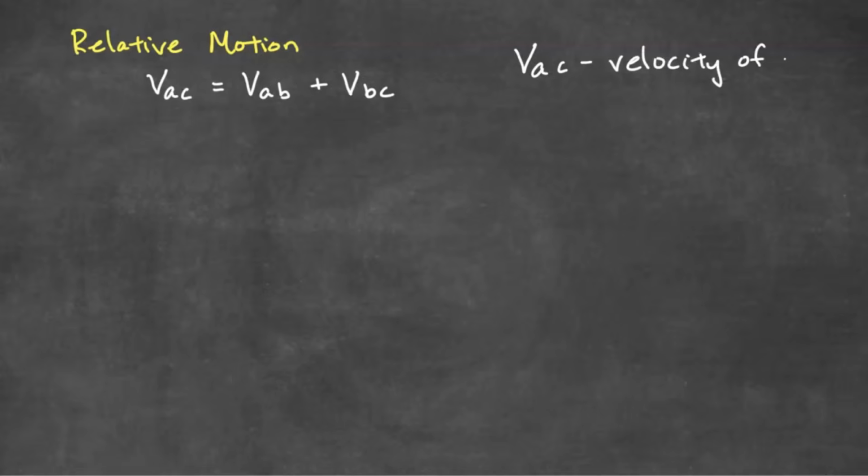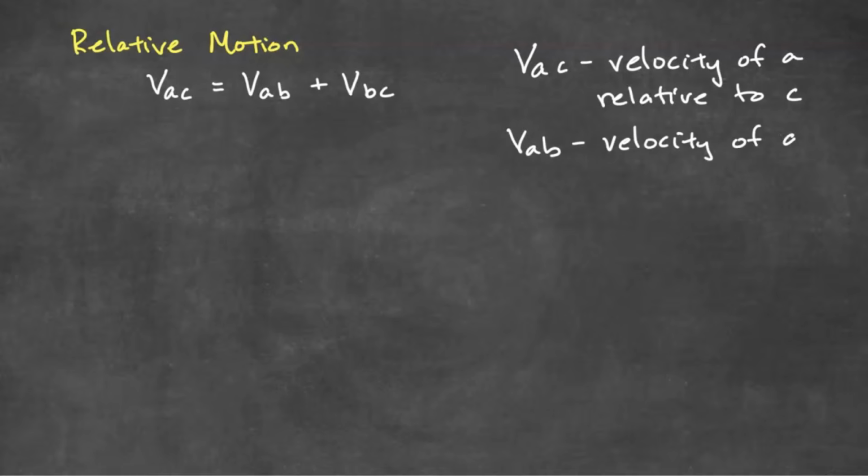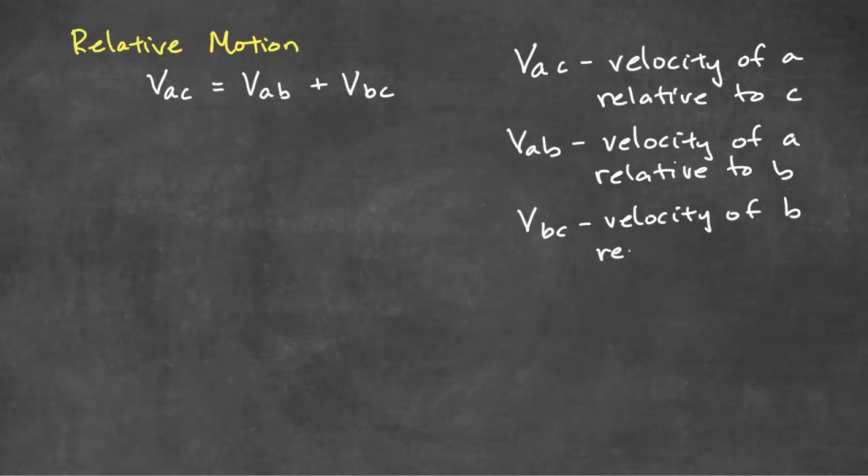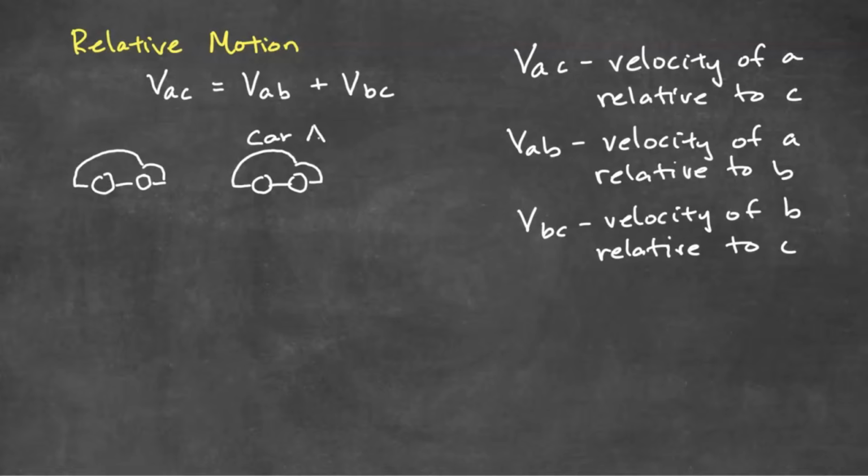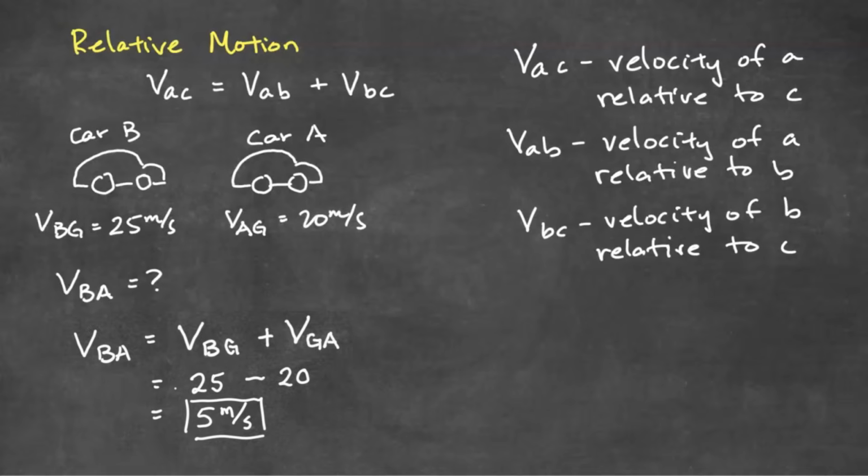VAC stands for velocity of object A relative to object C. VAB is the velocity of object A relative to object B, and VBC is the velocity of object B relative to object C. In our problem, we have car A, which is traveling at 20 meters per second with respect to the ground, and car B, which is traveling at 25 meters per second with respect to the ground. And we want to know what is the velocity of car B with respect to A. So our subscript here is BA. So on the right-hand side, B is going to be at the beginning, A is going to be at the end, and the G is going to be in the middle.